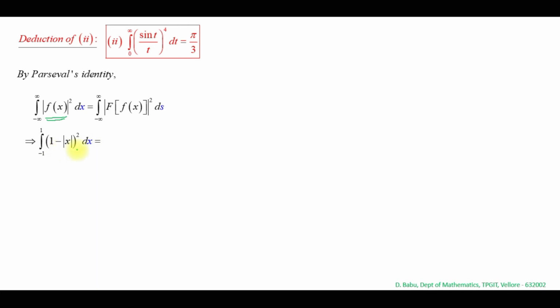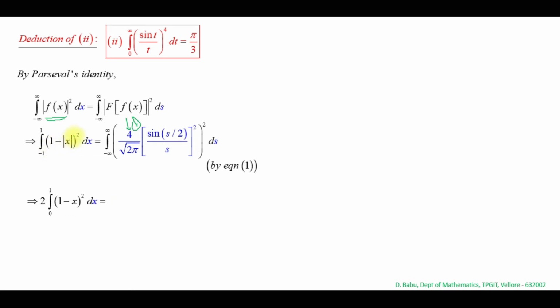So 1 minus mod x is a real function, therefore we remove the modulus, which is equal to integration minus infinity to plus infinity, given in equation 1: 4 divided by square root of 2 pi, sin s by 2 divided by s, the whole square into ds, by equation 1. So squaring is an even function, therefore we can write minus 1 to plus 1 as 2 times 0 to 1, 1 minus x whole square dx. Here also squaring is an even function.